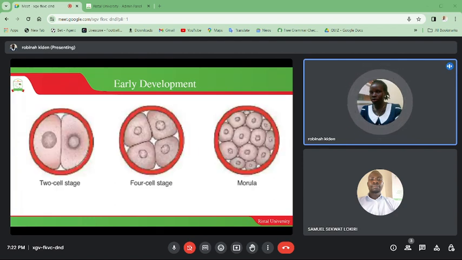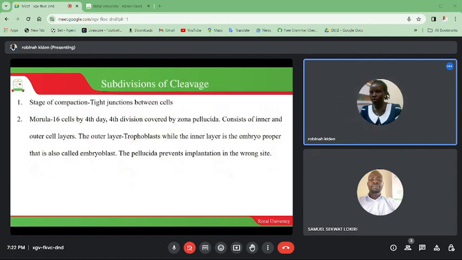So right here, we have a pictorial which is demonstrating that. As you can see, this is what we call a cleavage right there. This was one fertilized ovum. Then there's this division that occurred, and it divided it into two. Then the two further divided to form four. Then from there they kept on dividing until they formed the morula.